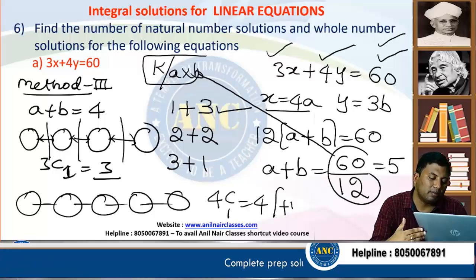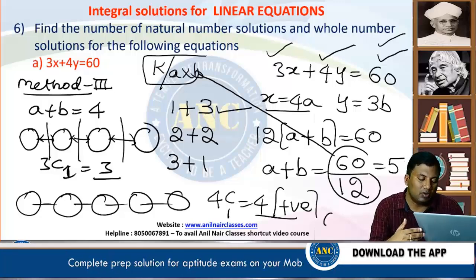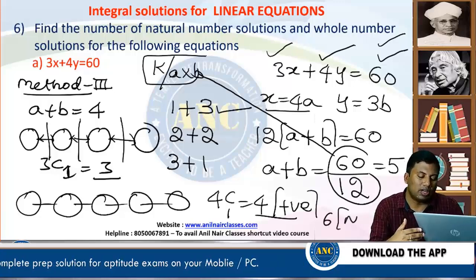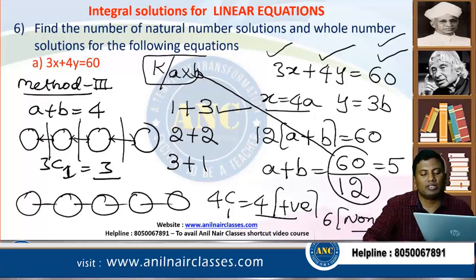This is nothing but for positive values. 4 is positive. For x ≥ 0, y ≥ 0, 2 more will come. So 6 will become non-negative. 4 is positive, 6 is non-negative. I hope the proof is clear.